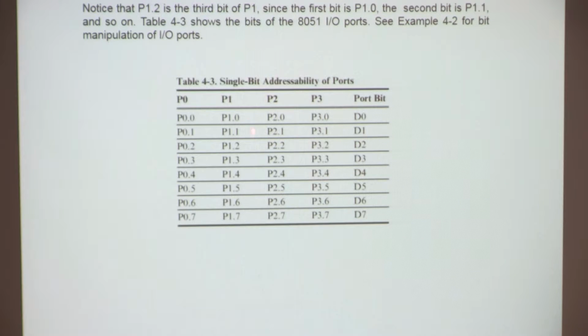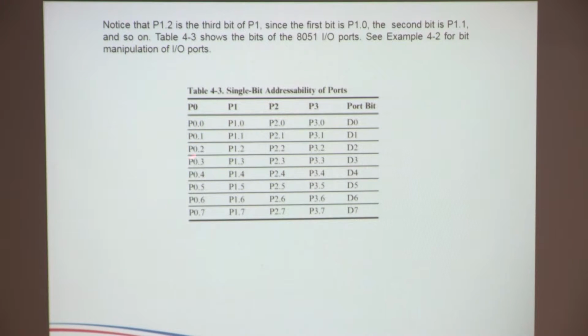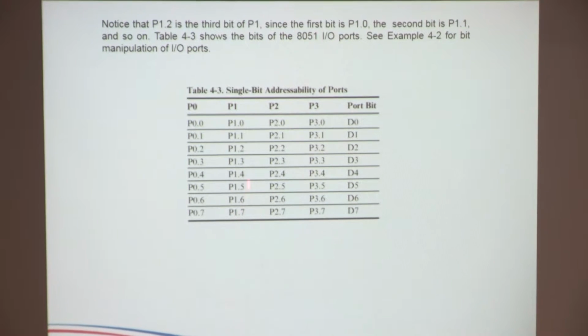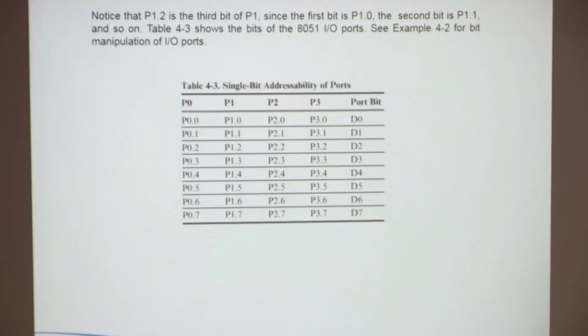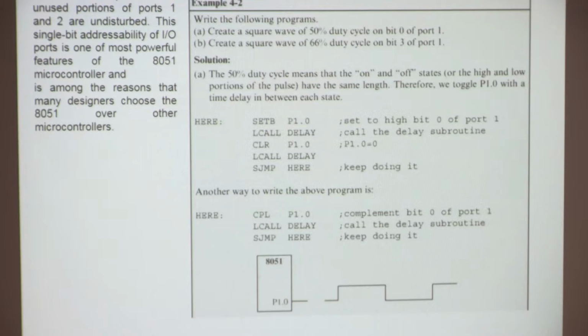Then this is just a table showing the layout of the ports, how they are numbered. So port 0.1 and port 0.0 and port 0.1 and so forth. So that's the labeling that you will use when you use the set bit or clear bit instructions.